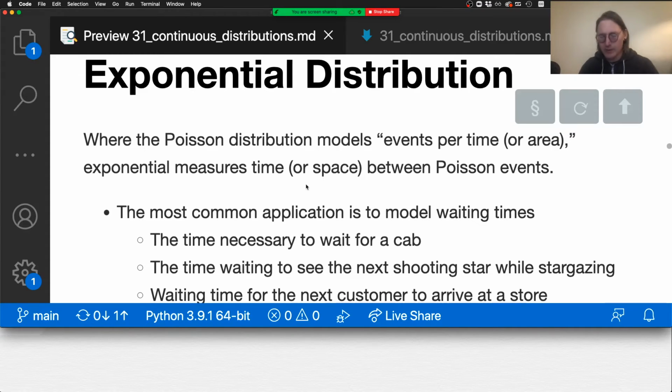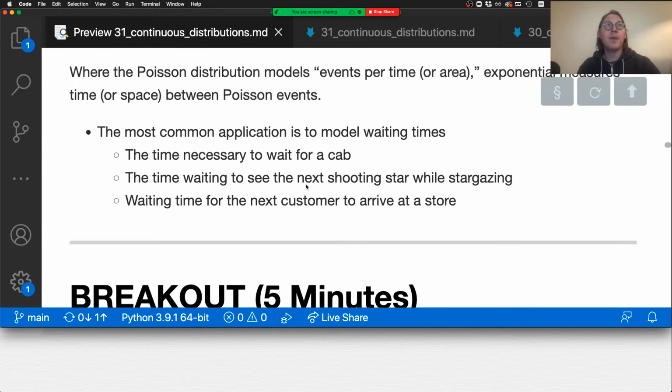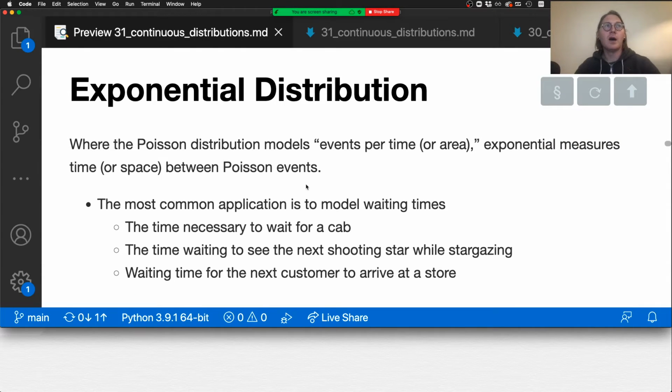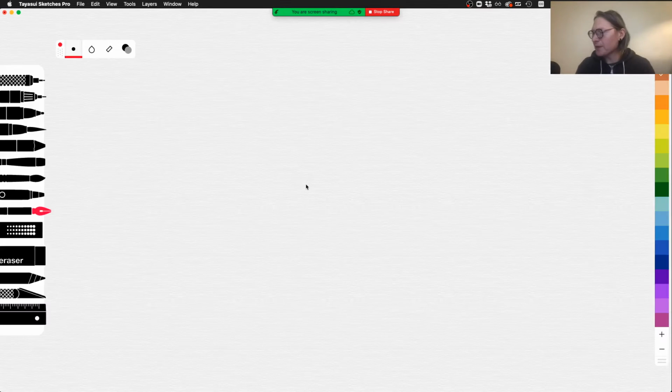All right. So the main thing that I'm going to ask you to remember about the exponential distribution is that it models time between Poisson events. So what do I mean by that?